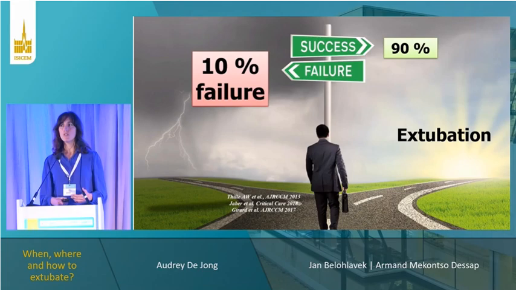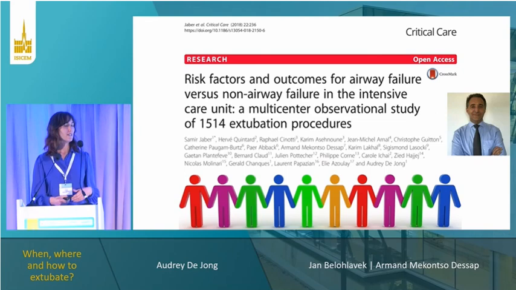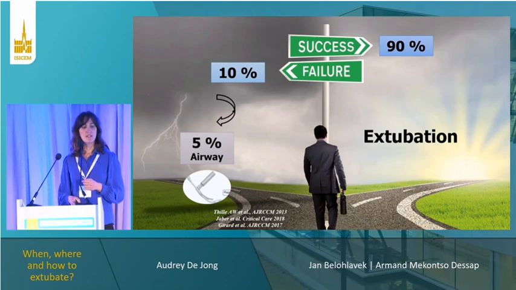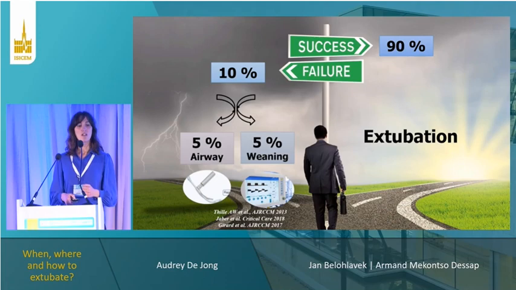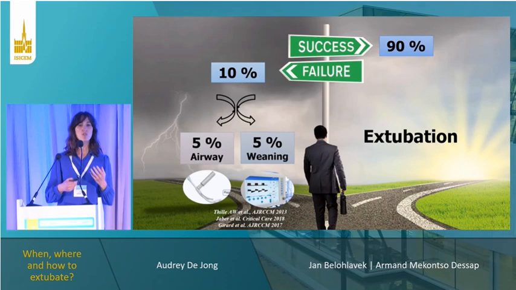So what we tried to do in a multicenter study performed in France was to separate risk factors for airway failure from non-airway failure or weaning failure. When we analyzed the incidence of airway failure versus non-airway failure, we found that 5% of extubations had an airway failure, and 5% of extubations had a weaning failure, so an inability to be separated from the ventilator, the airway failure being more related to the airway itself.